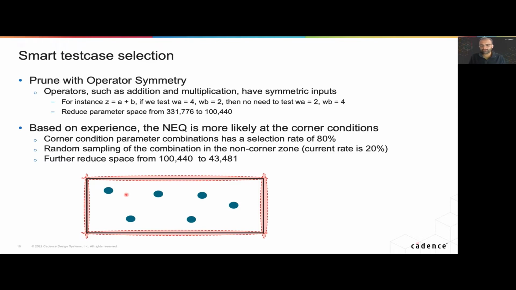But then, we have been working on this for a while. One thing we realized, based on experience or on some testing that we have done internally, is that a lot of these non-equivalencies happen at the corner conditions. This is very interesting because the corner conditions are much lower in number. So we have biased our test case selection. We do some random test case selection to be more biased towards the corner conditions. So we cover more or almost all of the corner conditions, and we cover less of the conditions in the middle. And that helps us reduce the 100,000 to 40,000.